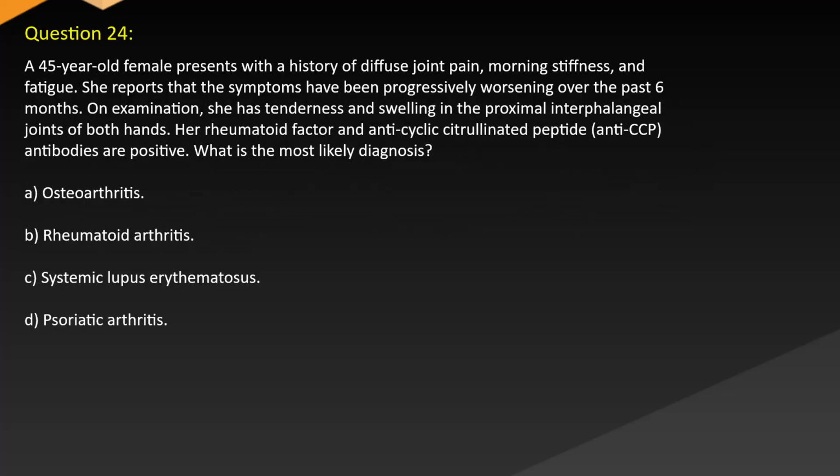Question 24. A 45-year-old female presents with a history of diffuse joint pain, morning stiffness, and fatigue. She reports that the symptoms have been progressively worsening over the past 6 months. On examination, she has tenderness and swelling in the proximal interphalangeal joints of both hands, and rheumatoid factor and anti-cyclic citrullinated peptide (CCP) antibodies are positive. What is the most likely diagnosis? A. Osteoarthritis, B. Rheumatoid arthritis, C. Systemic lupus erythematosus, D. Psoriatic arthritis.